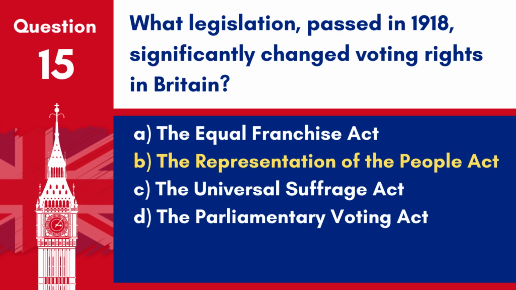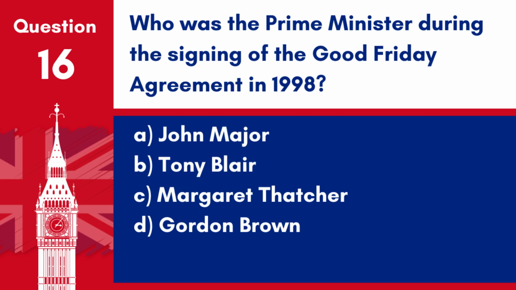Answer B. The Representation of the People Act, passed in 1918. This act significantly changed voting rights in Britain by extending the vote to women over the age of 30 and all men over the age of 21, vastly expanding the electorate.